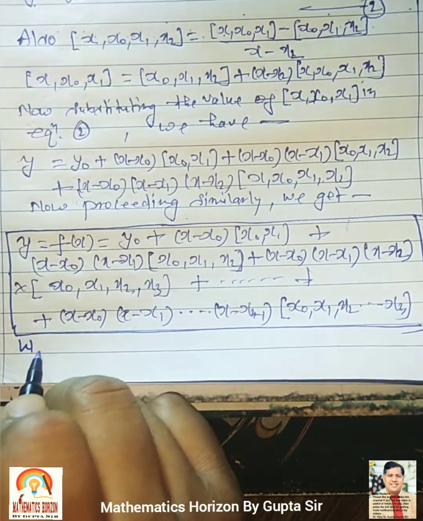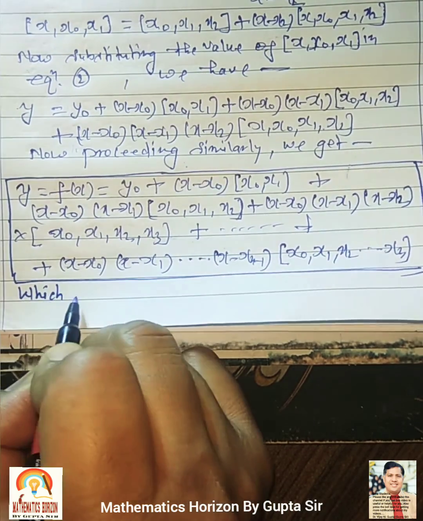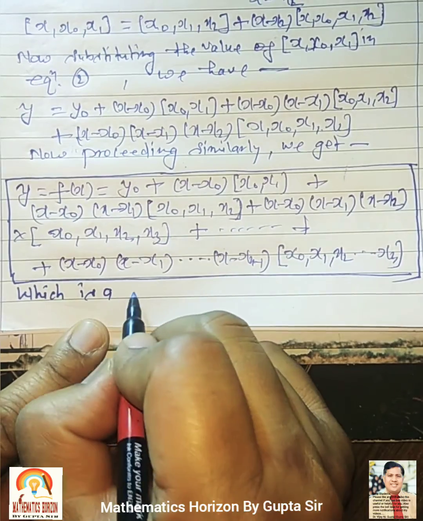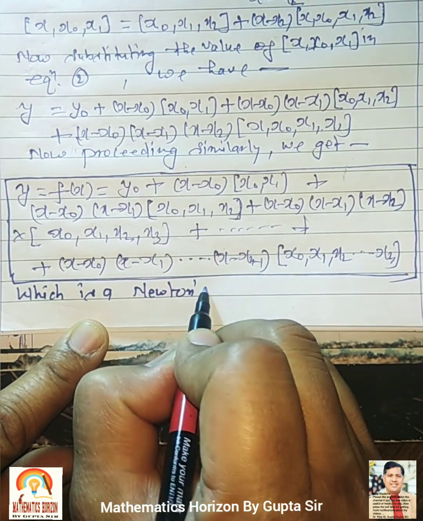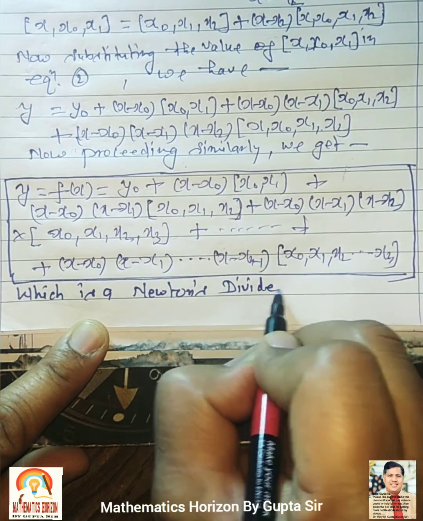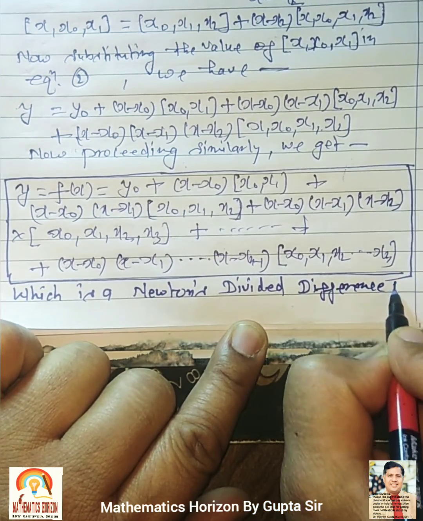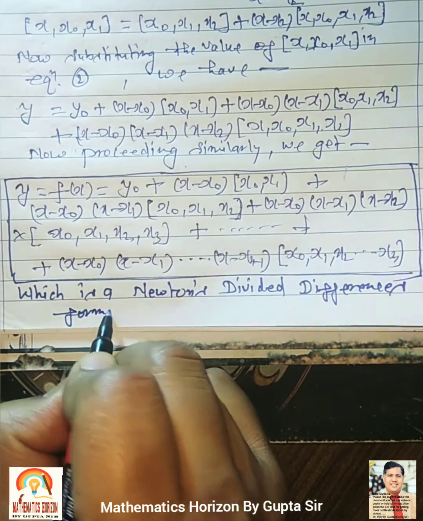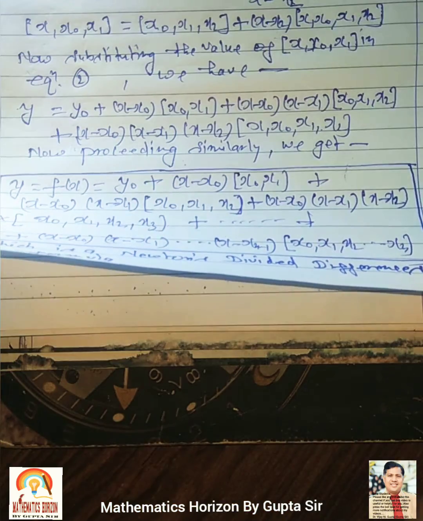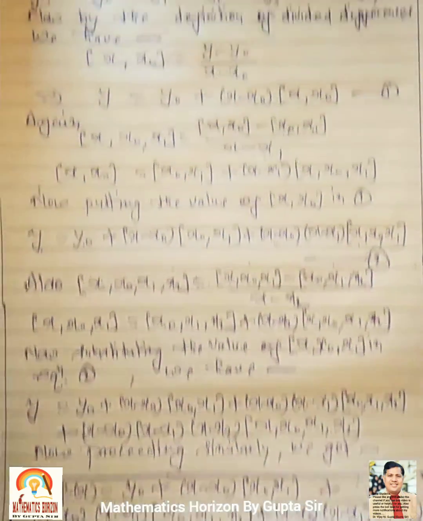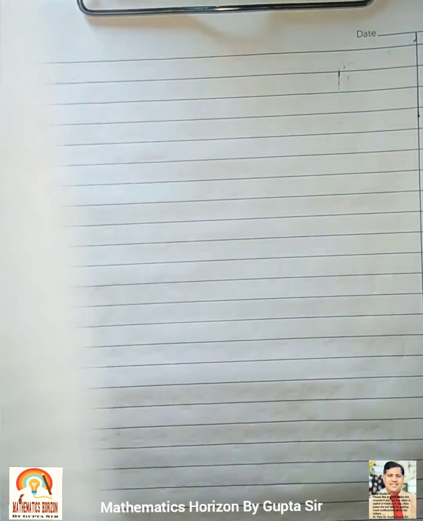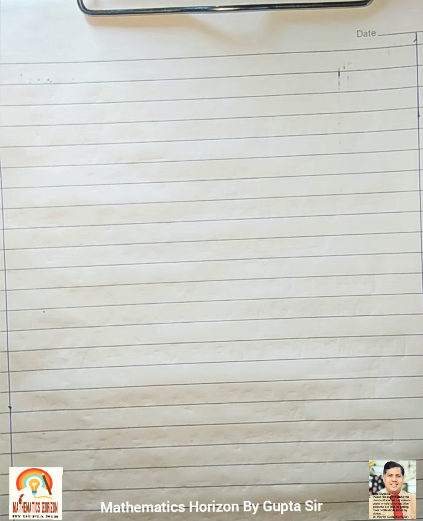This is Newton's divided differences formula. Now let us take an example so that this method will be clear to all of you. Now we have an example which is based on Newton's divided differences formula.